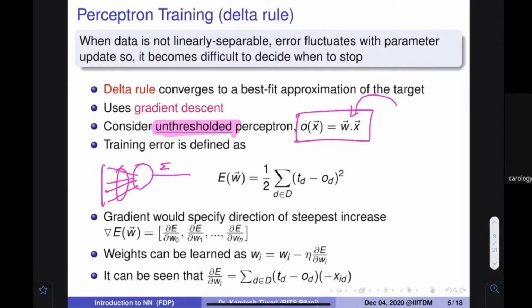Can anybody tell what I'm going to say right now? That I am going to modify my perceptron. Everybody, please understand. I am going to modify my perceptron by saying that I would not apply the thresholding over that. So what would be the output? Earlier the output was that you find out the WiXi. Then after that I applied the threshold on that. This time I'm not applying threshold. I'm just saying that my output is the multiplication WiXi.